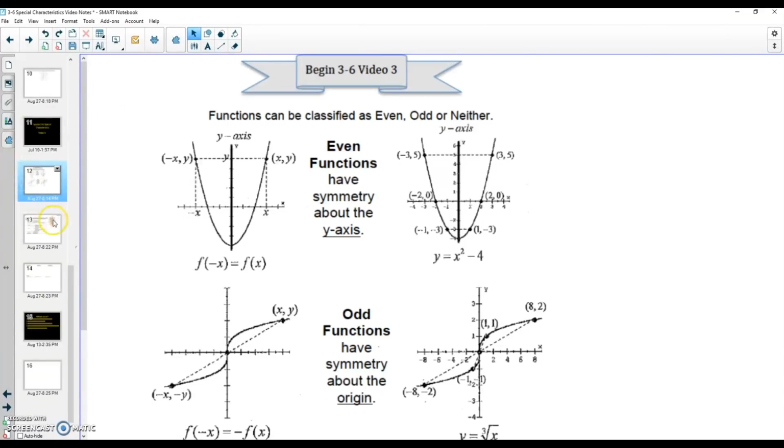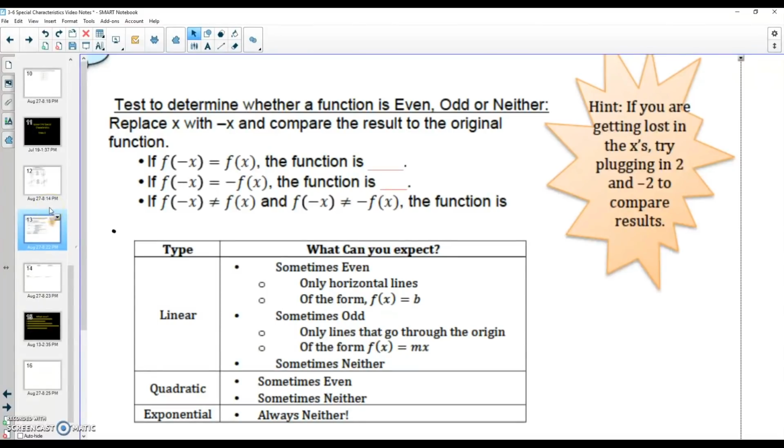Now, we do have an algebraic way to classify these, and we do have a test to determine whether a function is even, odd, or neither. What that test will involve is replacing an x with a negative x and comparing the result to the original function. So for example, if we were to plug in -x into a function and simplify it, do all the simplification that we could, and we ended up with the same equation that we started with when we plugged in a positive x, we're going to say the function is going to be even.